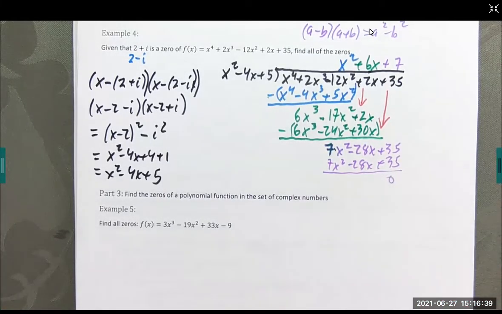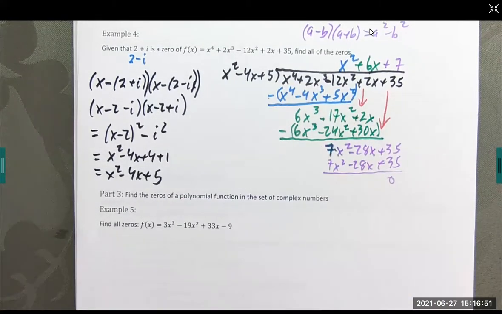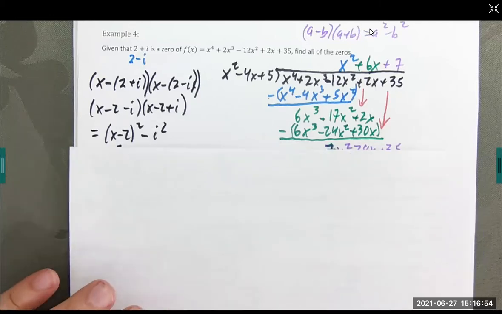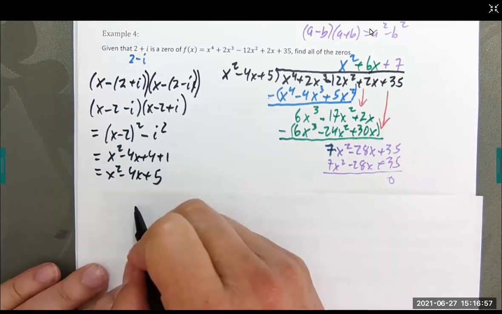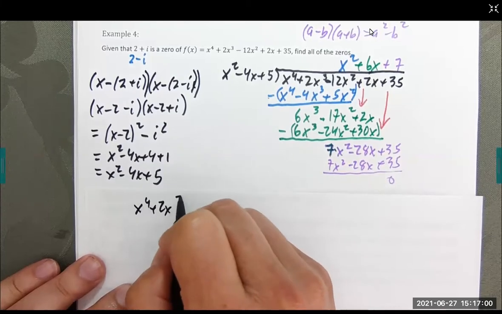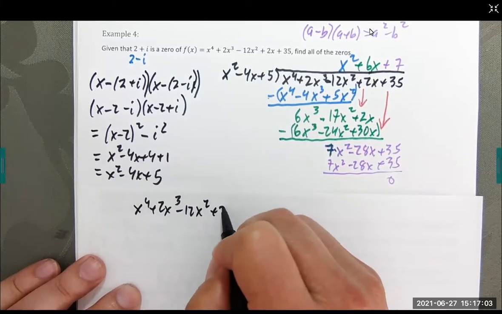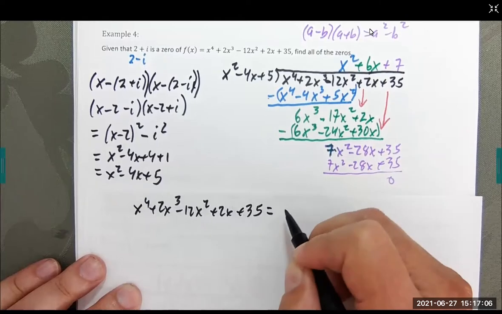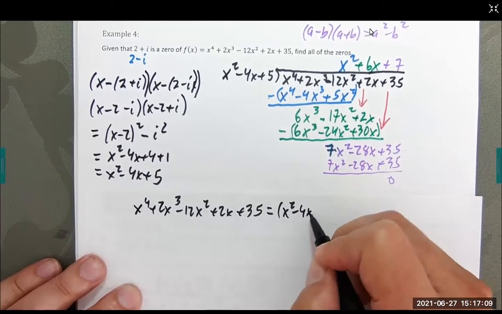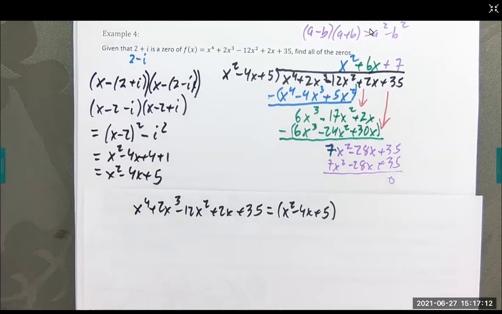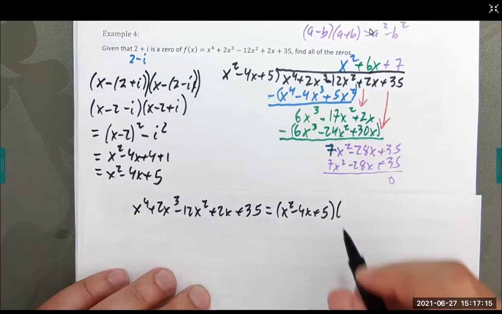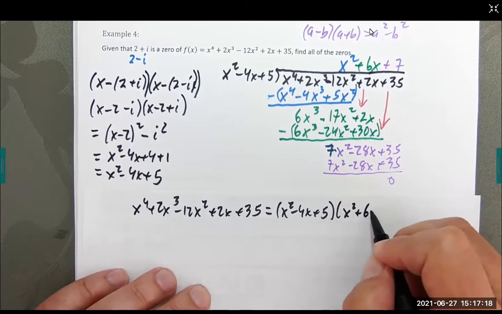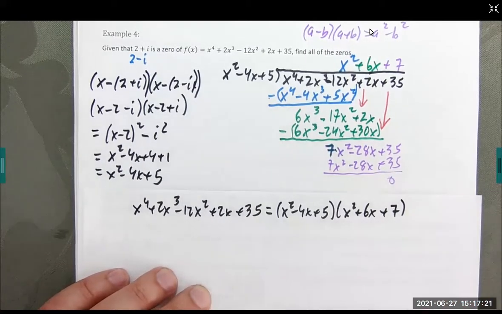Okay, now what I'm going to need to do, so now what we have, I'm getting one space, I'll use the back of the previous page. We have that x to the fourth plus 2x cubed minus 12x squared plus 2x plus 35 so far factors into x squared minus 4x plus 5, which we know give us complex zeros, times x squared plus 6x plus 7. And what we're going to have to do is set these equal to 0.